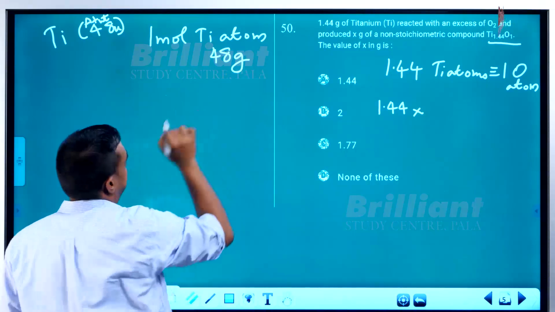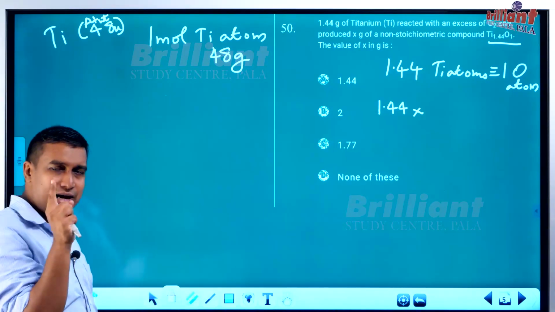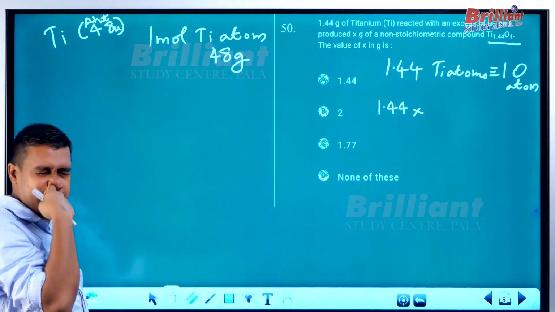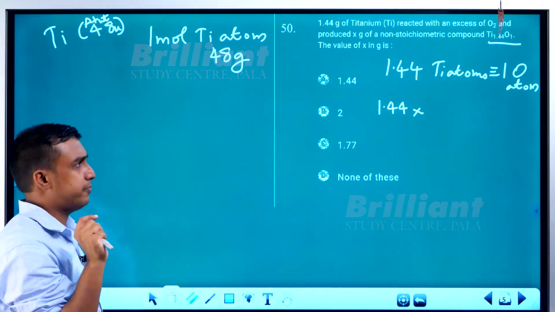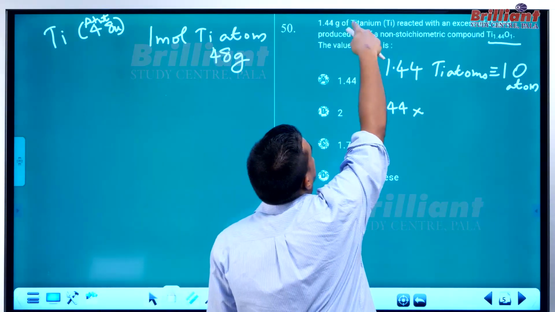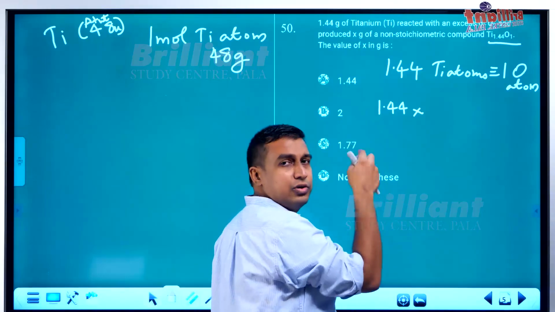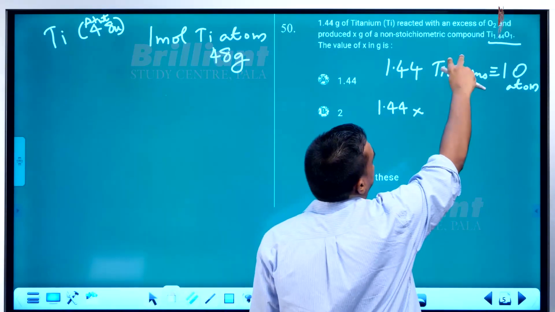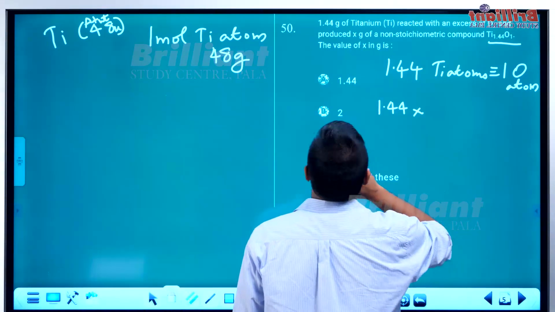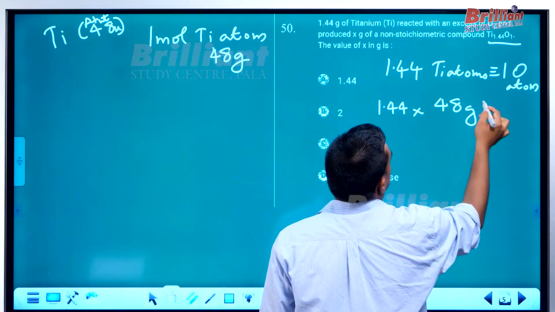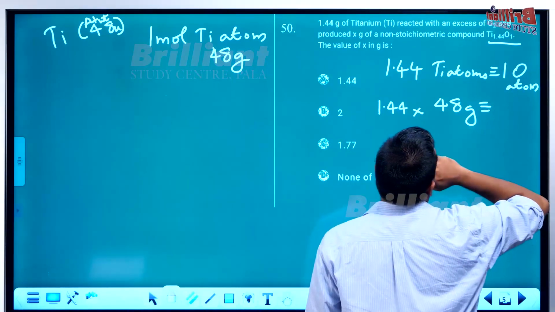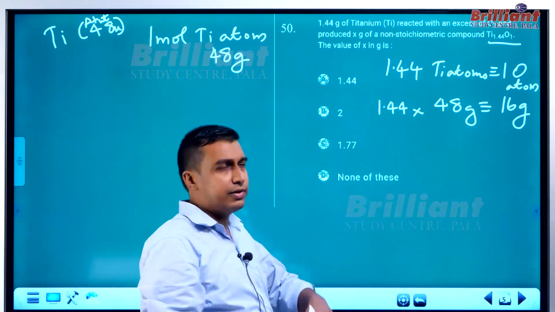48 gram. Please know, if I take the weight of one atom, the atomic weight, I have to express it in U. If I express the weight of one mole of such atoms, I'll have to express it in gram. So here I write it in gram, because the question says 1.44 gram of titanium. So I need a relation in gram. If I take one mole of titanium atoms, I have to take one mole of oxygen atoms. So what will I do? 1.44 into 48 gram is the weight of 1 mole titanium atoms. What is the weight of 1 mole oxygen atoms? 16 gram. I hope everybody understood.